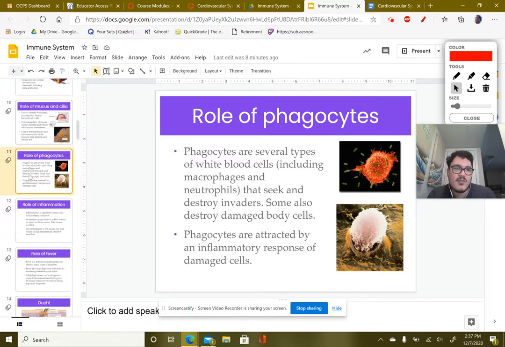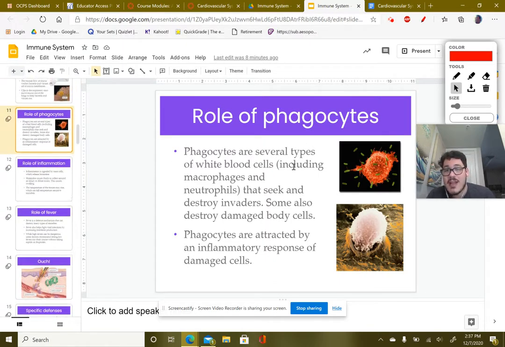Role of phagocytes. So, as regards the phagocytes and what they do, remember phagocytes are going through phagocytosis. They eat other cells. So, many white blood cells or leukocytes are going to be considered phagocytic. That includes your macrophages, that includes your neutrophils. We talked about those before. They seek and destroy invaders. They're trying to hunt down anything that is not supposed to be in your body, a pathogen, as we call it. Some also destroy damaged body cells. So if you have a cell that has been damaged, it's also going to try to go out of its way to take care of it. I know that sounds a little cutthroat, but that's kind of what has to happen for your body to function.